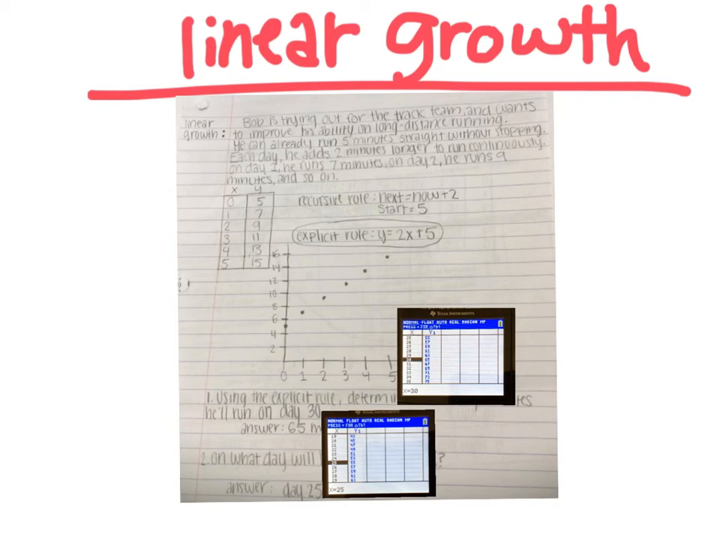For problem 2, on what day will he run 55 minutes? And the answer is day 25. You can do the same thing by going and entering the data into your calculator and going down to see that on day 25 he runs 55 minutes.